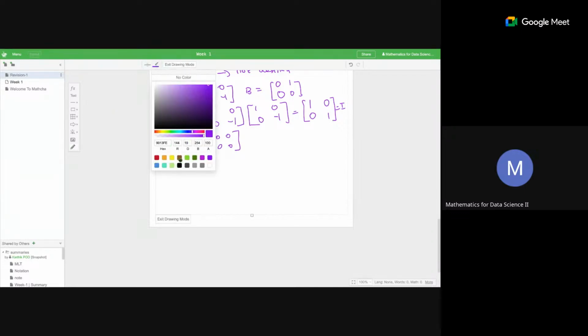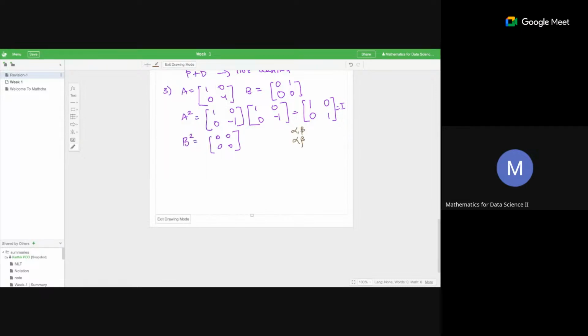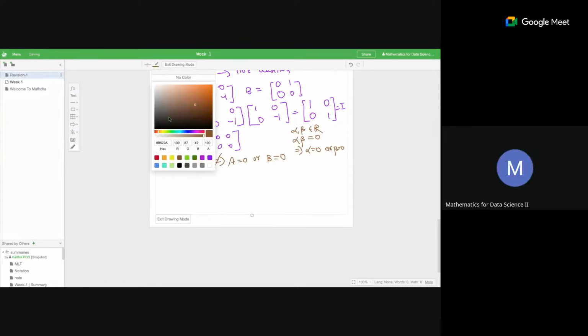For real numbers, suppose alpha and beta are real numbers, and if you have alpha beta equal to 0, what will you usually write? Either alpha is equal to 0 or beta is equal to 0. But in matrices, it is not the case. AB equal to 0 does not imply A is equal to 0 or B is equal to 0. This is what I wanted to say.